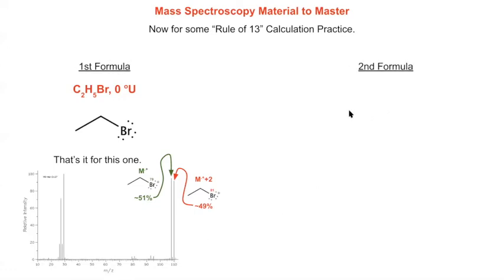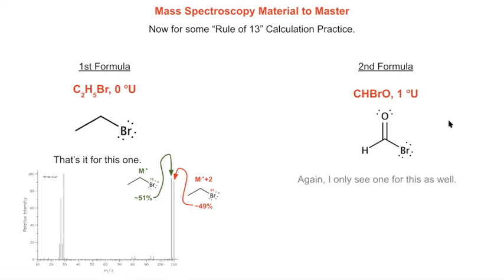All right, and then our second formula was CHBrO. It has 1 degree of unsaturation. This is the only thing I can draw up that seems reasonable. And this doesn't even look very stable. This looks like something that would kill you if you breathed it, I'm thinking. It looks like too strong of an electrophile.